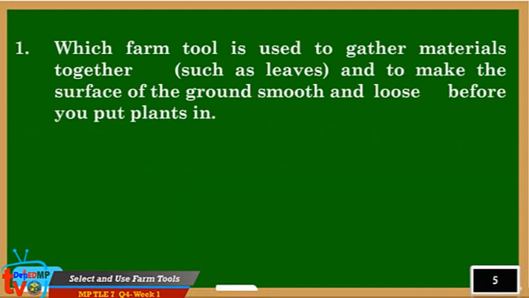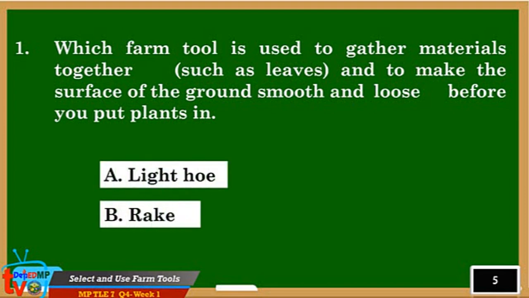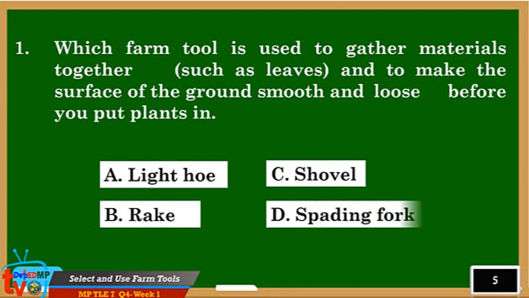Number 1. Which farm tool is used to gather materials together such as leaves and to make the surface of the ground smooth and loose before you put plants in? A. Light hoe. B. Rake. C. Shovel. D. Spading fork.